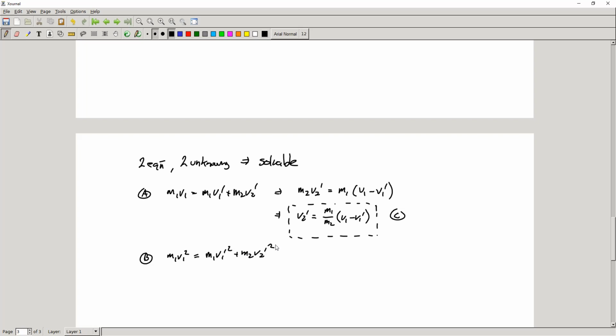Right, but now we have this expression for v2 here in our equation C, or v2 prime I should say. So let's substitute in this equation for v2 prime and see what we get. So we end up with m1 v1 squared equals m1 v1 prime squared plus m2, and this would normally be v2 prime squared, but we now have this expression, so we have this m1 over m2 v1 minus v1 prime all squared.